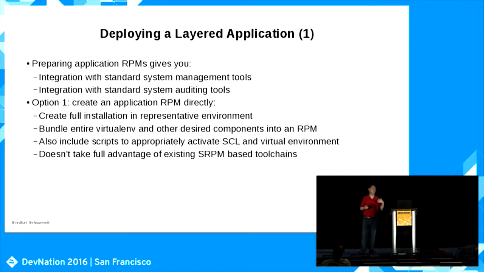And so one of the easiest ways to do that is you can create the application RPM directly. And you essentially just, by whatever means, create a full installation, including the virtual environments and the software collections, in a representative system. And then you just take that entire virtualenv and any other bits and pieces you need, like activation scripts for the SCL, and just combine all that into one RPM. The one downside of doing it that way is you're not necessarily taking full advantage of the RPM ecosystem and the tools that exist around SRPM, source RPM management.